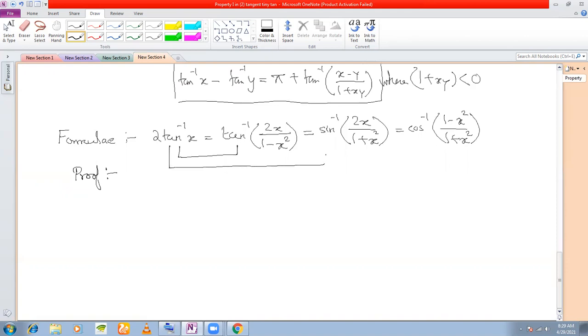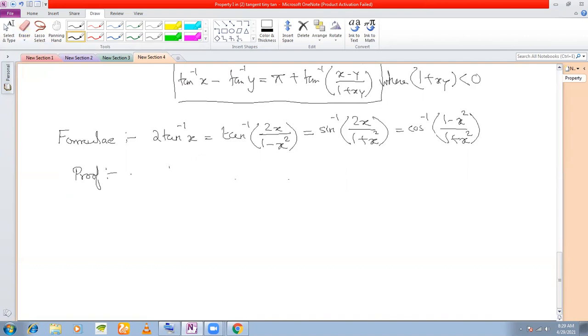Again, 2 tan inverse is getting converted to sin inverse. It resembles some multiple angle formula, tan 2x, tan 2 theta. So if you remember these multiple angle formulas, you will be able to do it. So let's try out the proof so that you know how to convert.